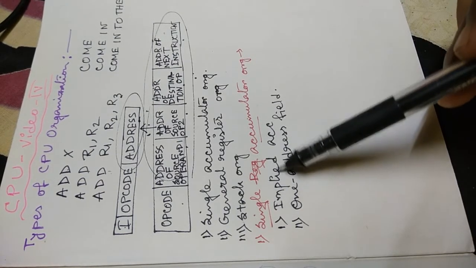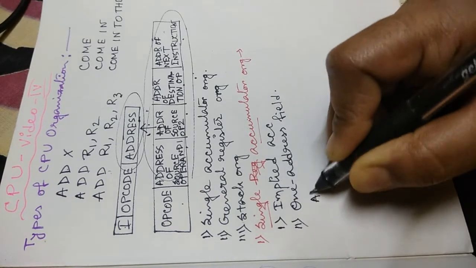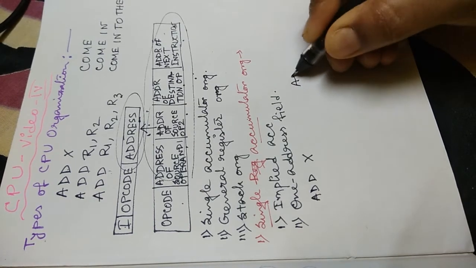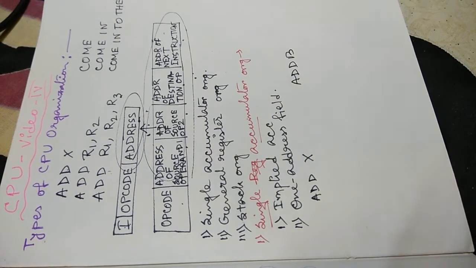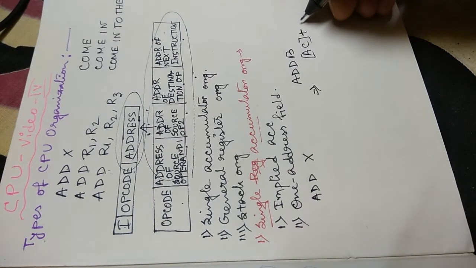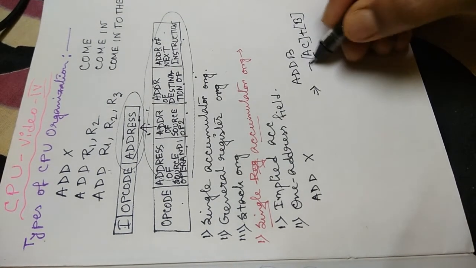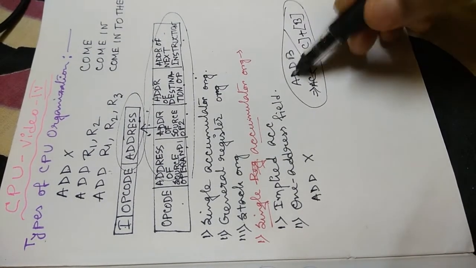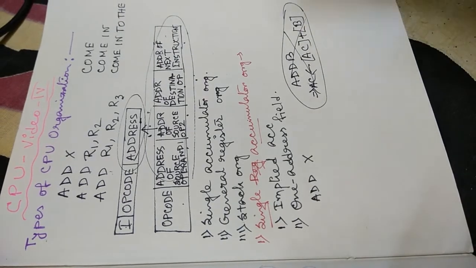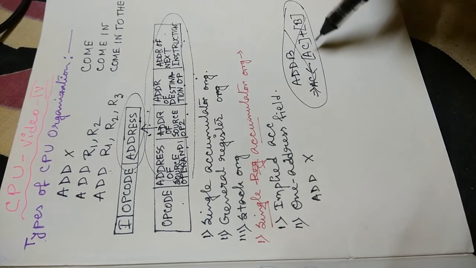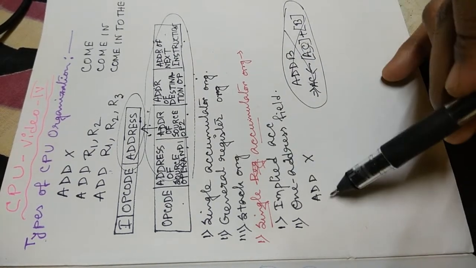You know the example of this. Add, I'm writing X here, but you are familiar with this. Add B, because it means the content of accumulator is added with the content of B register, right? And the result is stored in accumulator. You are familiar with this, but now just keep in mind. So implied accumulator means we are not mentioning the name of accumulator in the instruction in this example, right?